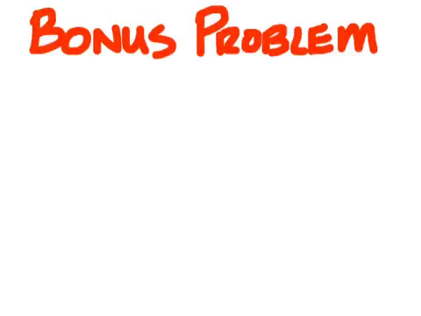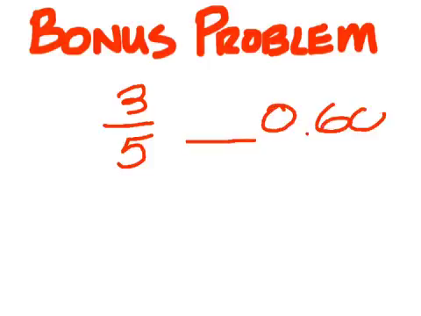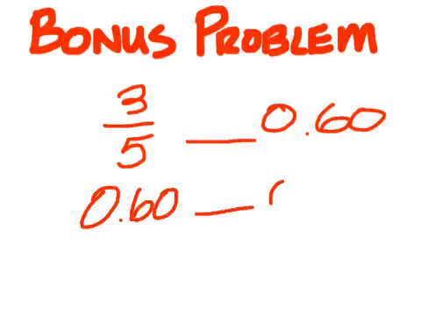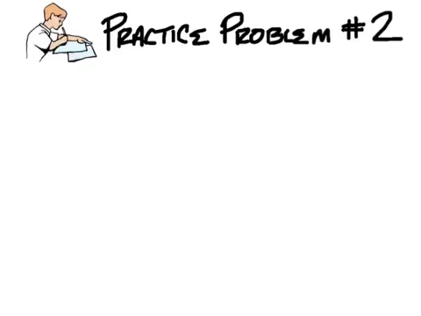Here's another bonus. 3 over 5 is what in comparison to 0.60? What is 3 divided by 5? 3 divided by 5 is what? 0.60. So therefore, they would be equal.